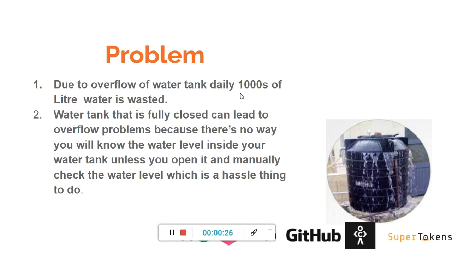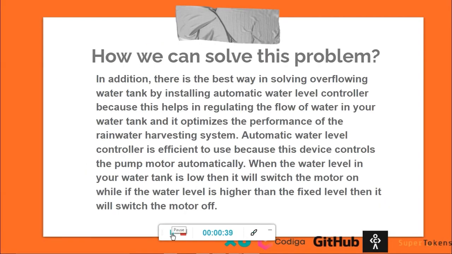overflow problems, because there is no way you will know the water level inside your water tank unless you open it and manually check the water level, which is a hassle. How can we solve this problem? The best way to solve an overflowing water tank is by installing an automatic water level controller, because this helps in regulating the flow of water in your water tank and it optimizes the performance of the rainwater harvesting system.